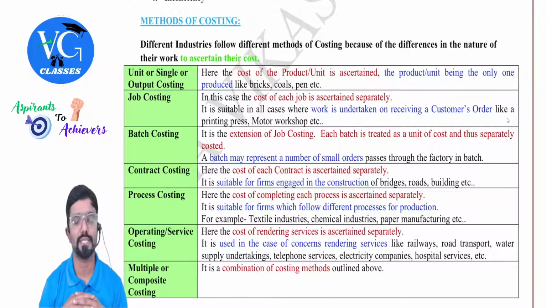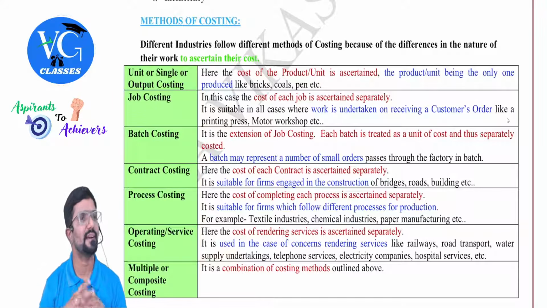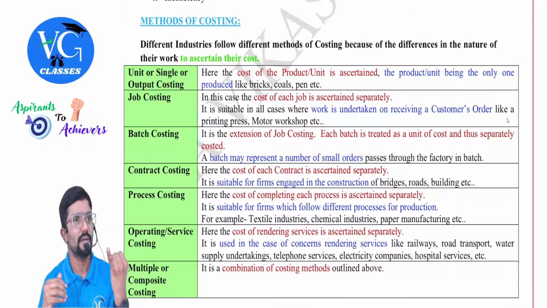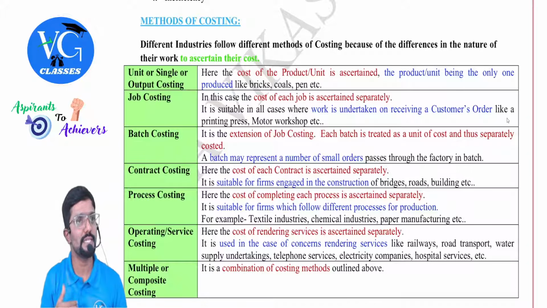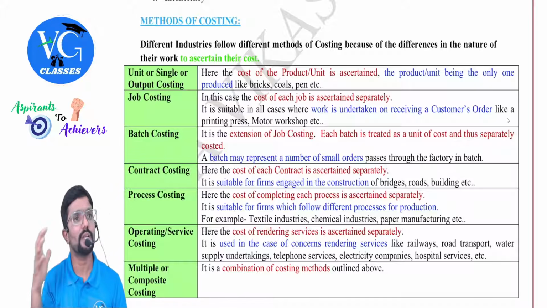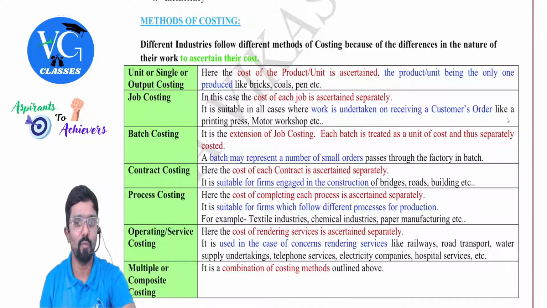Next, methods of costing. Guys, there are different methods of costing available in the industry depending upon what work I am doing, or what product I am manufacturing, or what service I am rendering. I will choose the suitable method of costing for my company to calculate the cost of my work. That is the cost of the product or the cost of the service. So we will see one by one.